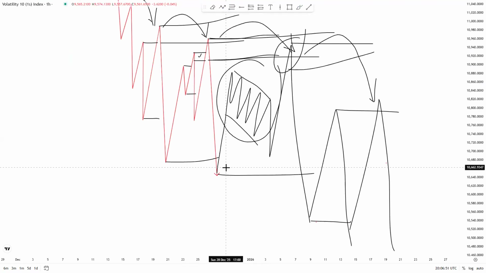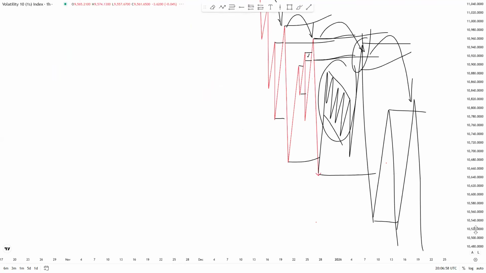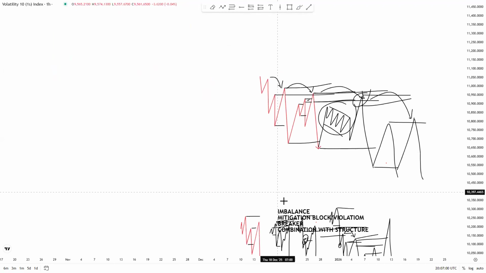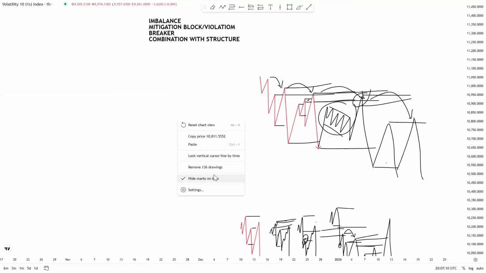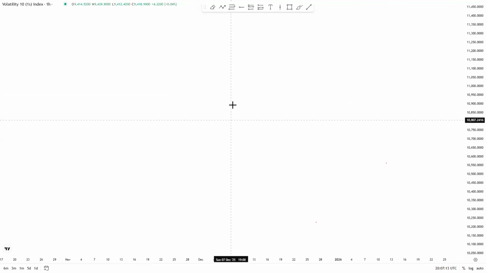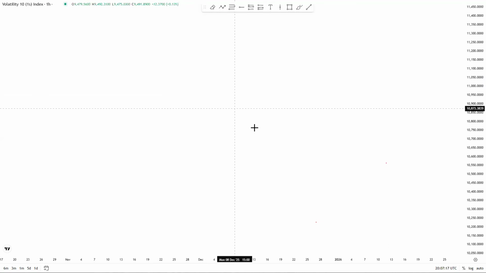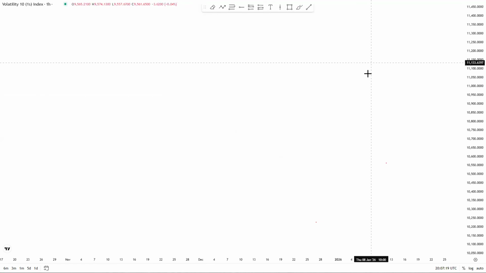Okay, so I just needed to show this so that you get what I'm doing and you don't get confused. Now, we'll talk about imbalance, mitigation block, violation block, and breaker block, and combine it with structure, because structure is everything, like I said. So, like I normally say, please, are we following before I move forward? Yes, sir. You're following me.